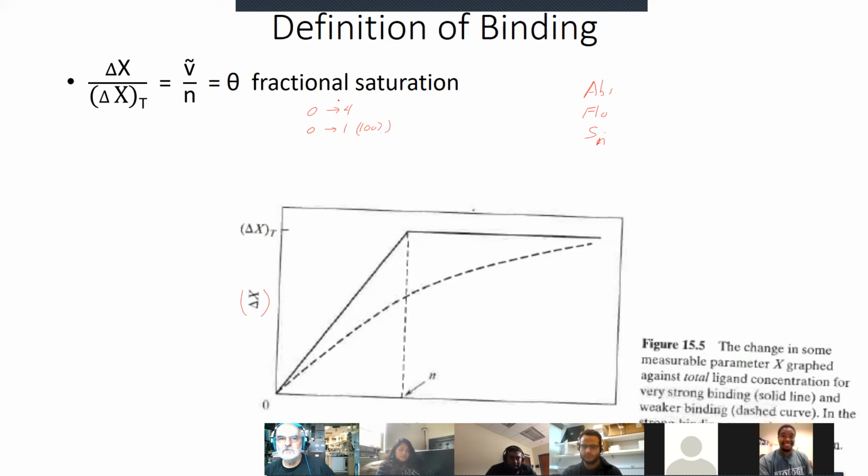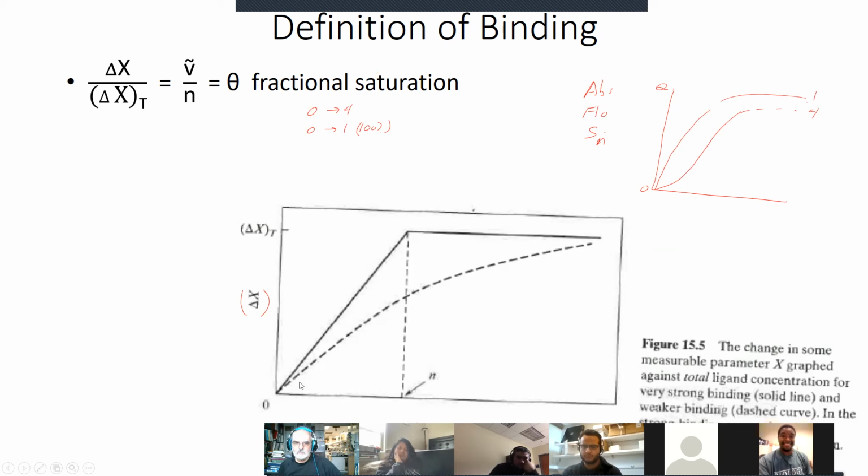And when you do this in theta, then you can superimpose things like myoglobin and hemoglobin on the same curve. So the myoglobin might look like this, and the hemoglobin might look like this, but they go from 0 to 100%, even though this one is going to 1 and this one is going to 4. So that's one of the advantages of doing fractional saturation.